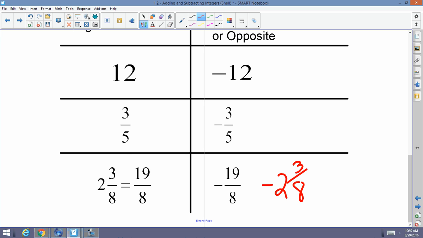The 2 and 3/8 converted to 19/8. The additive inverse of that would be negative 19/8, or negative 2 and 3/8. Yes, sir.